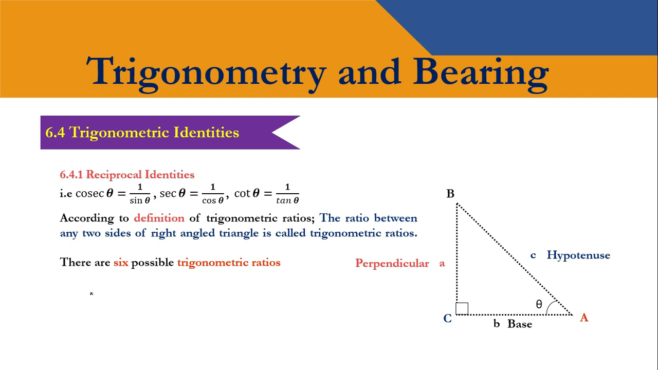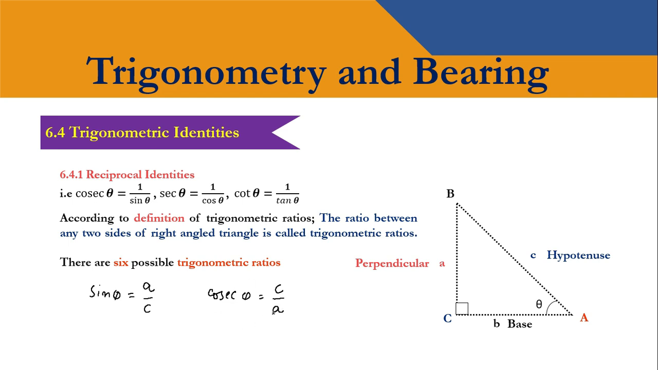As we already know, in our previous video I told you about the 6 trigonometric ratios in exercise 6.3. So you can watch that video for full understanding of this. So sine theta is equal to perpendicular divided by hypotenuse. So sine theta is equal to A divided by C, and the cosecant theta is equal to hypotenuse divided by perpendicular. So it will be equal to C divided by A.